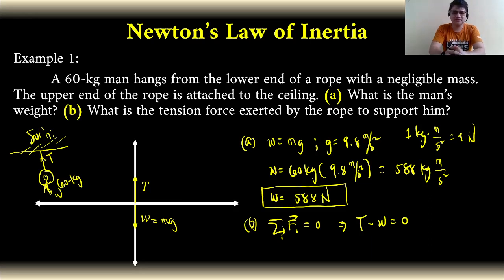Now, since we are asked to calculate the tension, we just have to transpose this to the other side of the equal sign, which gives us the tension force is equal to the weight. We have already calculated the weight, which is 588 newtons. Therefore, the tension force is equal to 588 newtons.